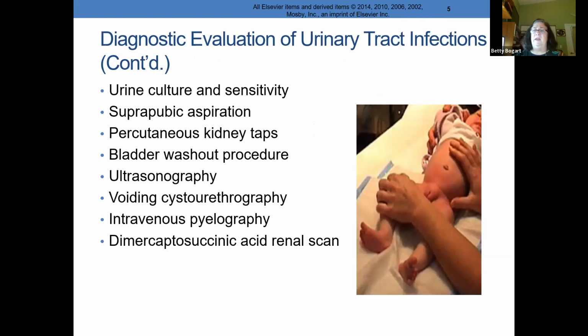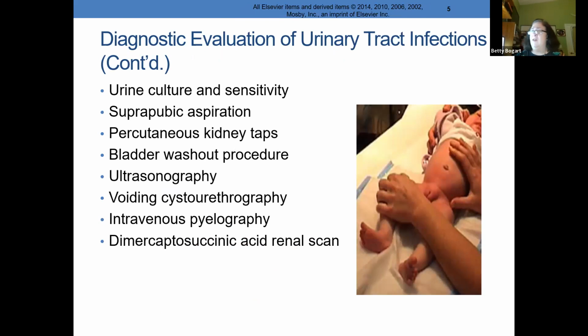So once we decide there's a possibility of urinary tract infection, number one, we're going to do a urine culture and sensitivity. As we've said, with children, the young ones, we're going to do a catheterized specimen. It is the best, most accurate one.